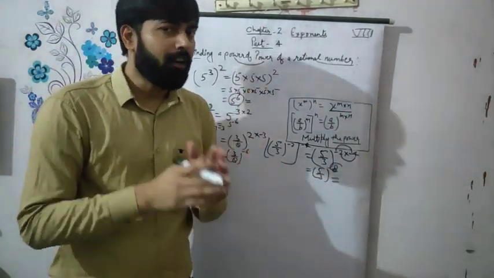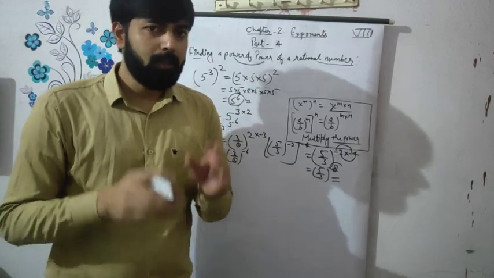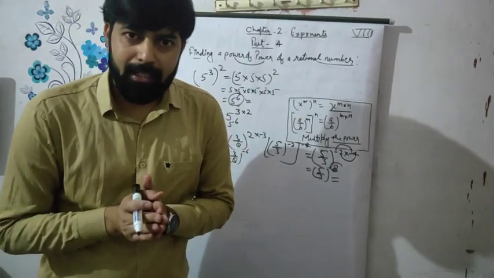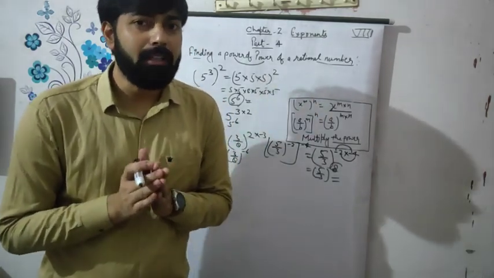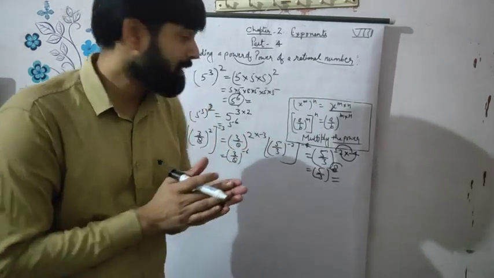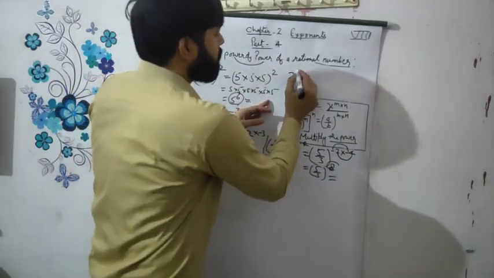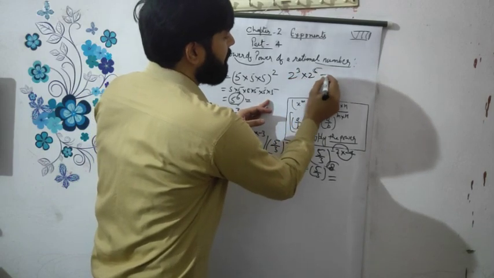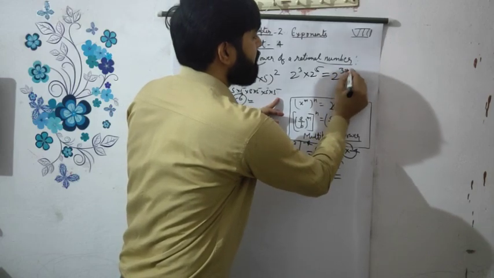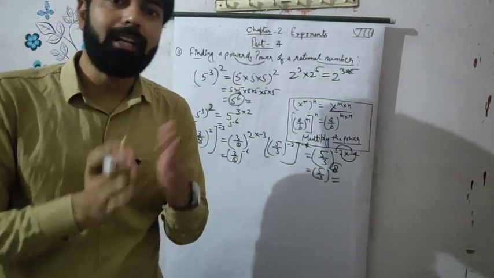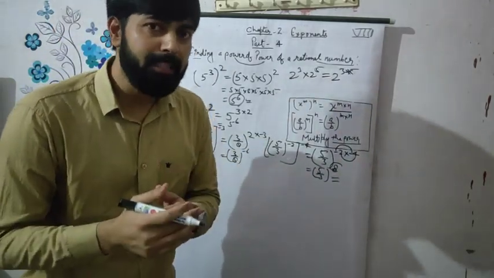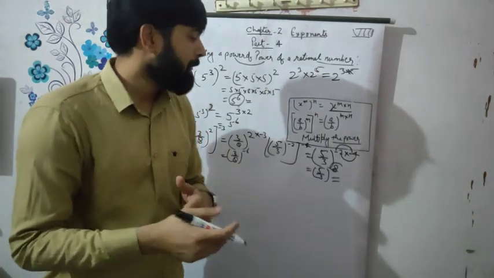So this was all about today, and today's homework is to revise the first and second laws of exponent. What is the first law of exponent? Multiplying powers with the same base. If given 2 to the power 3 multiplied by 2 to the power 5, how can we find the answer? 2 to the power 3 plus 5. If the bases are the same, you can add the powers. And second, for power of power, you multiply the powers.